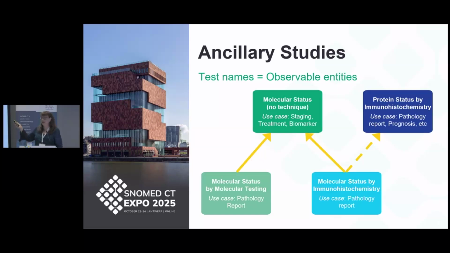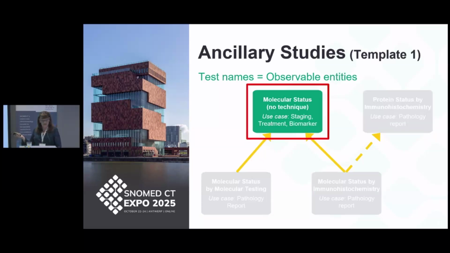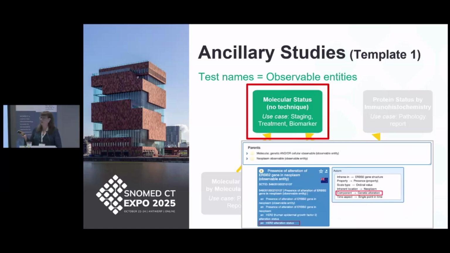So we're going to take a look at the templates for each of these concepts. So template 1, this models the technique-free concept at the top, which has a molecular intent. The purpose of the test is to determine whether or not a particular gene alteration is present. And we've created a few concepts that are groupers, like this one, the HER2 alteration status, with a component of genetic alteration, and then some more specific observables like HER2 amplification status, where the component becomes more specific down to gene alteration.